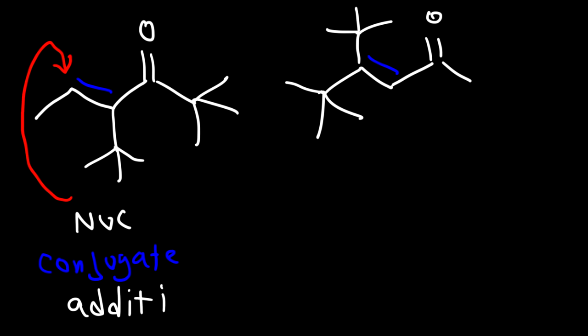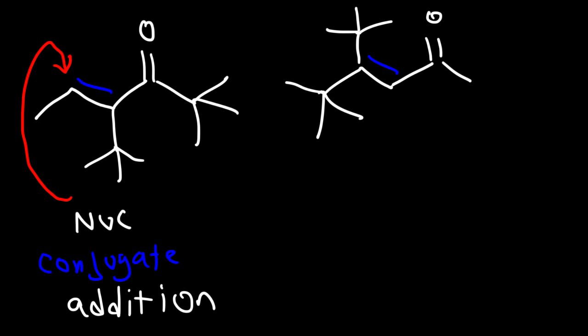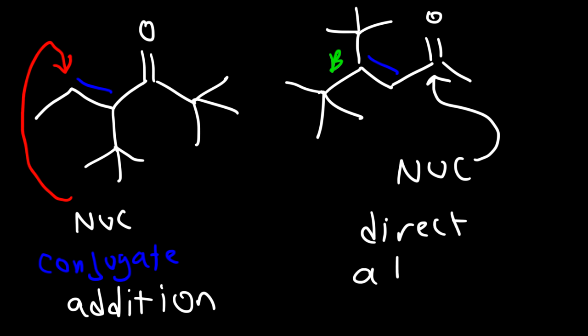So ketones may perform conjugate addition, in addition to direct addition. Now, looking at this example here, notice that the beta carbon is blocked by these tert-butyl groups, so it's inaccessible. Therefore, the nucleophile has an easier time attacking the carbonyl group, and so it's going to favor direct addition over conjugate addition. And so you need to consider steric factors as well as the strength of the base to see which of these two pathways will lead to the major product.